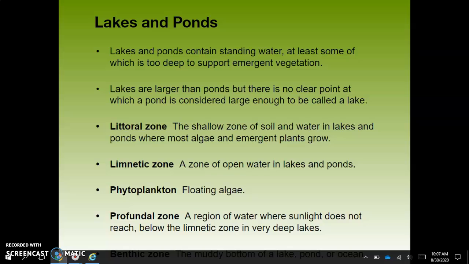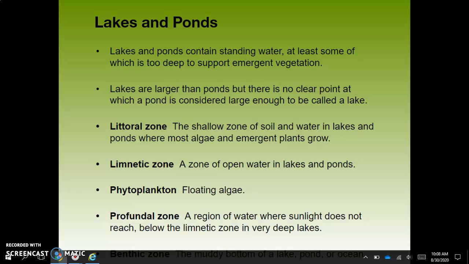Lakes are larger than ponds, but there's not really a clear point at which a pond is considered large enough to be called a lake. When we think about ponds, a lot of times we think of them as what people have in their backyards. You can easily see across it. And then lakes are very large, will support larger boats. Think about Lake Norman, if you guys have ever been to Lake Norman.